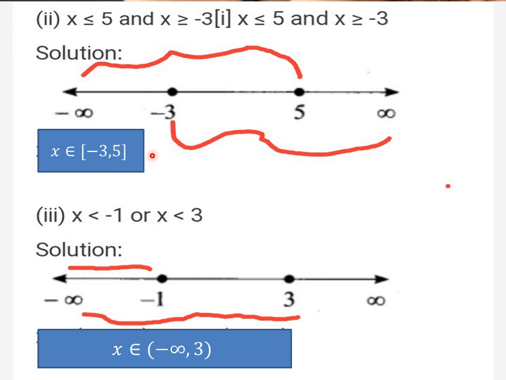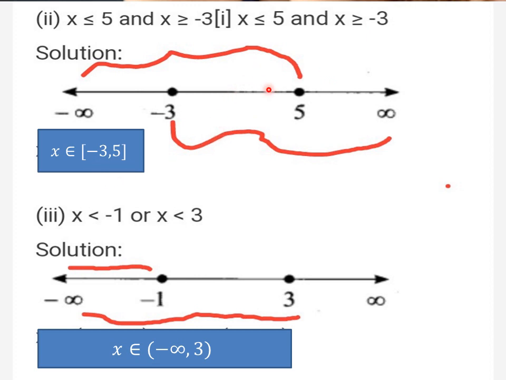Now we have to check whether we'll have open bracket or closed bracket. So minus 3, you see here. X value is less than or equal to 5 means here we have minus 3. Minus 3 is included in the first set. In the second set also we have minus 3. So we can put close bracket for minus 3.